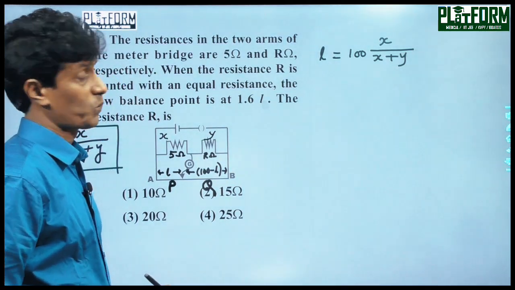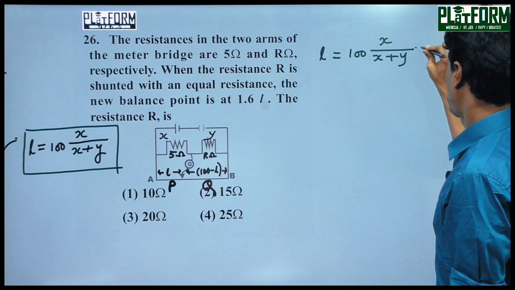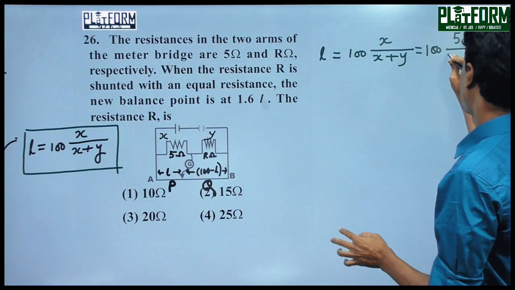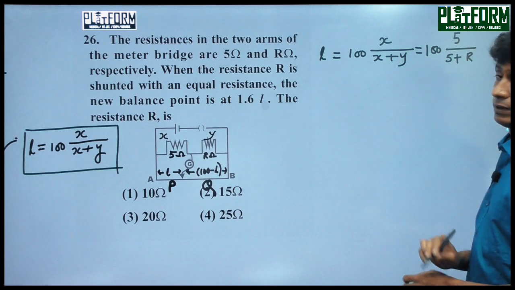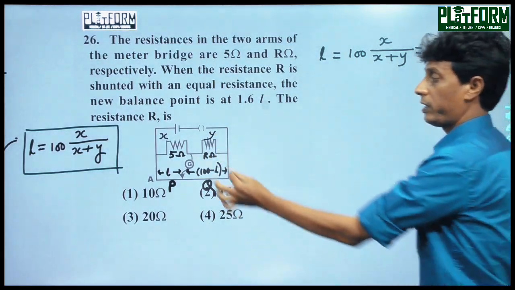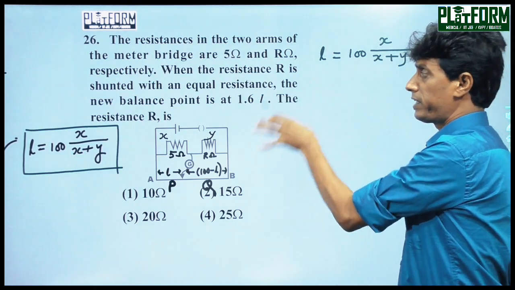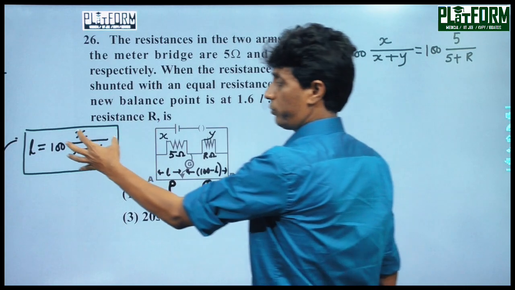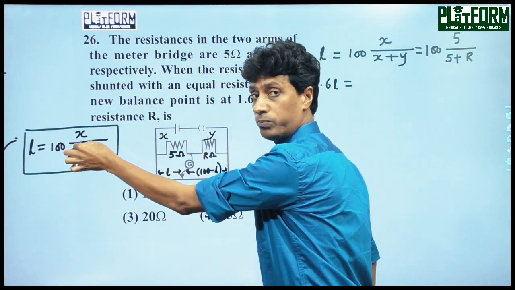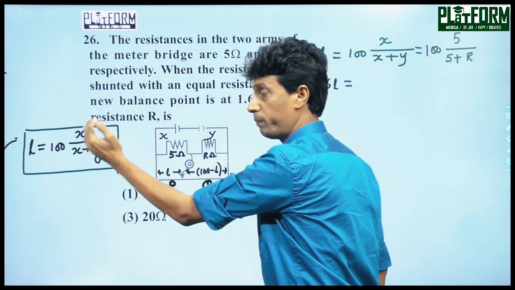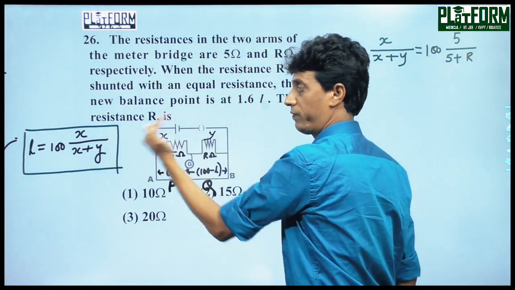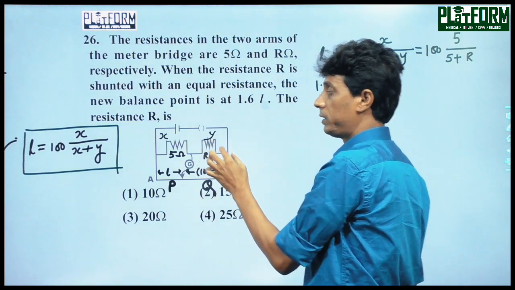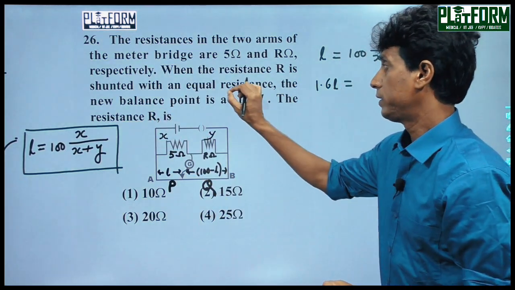And the second point, as per the first stage of this problem, L is 100 X by X plus Y, given in this problem as 5, and it is 5 plus R. I have taken this R as Y, and the 5 ohm taken in this problem is X. And the second stage of this problem, it is 1.6 L. You have to apply this formula in the examination hall. This is the length of the null point from the left hand side, that is the length of the balance point. I have taken X, that is the resistance of the left hand side R, and the resistance of the right hand side, normally it is taken S, but here I have taken Y. So the simple formula you have to apply in this type of problem.